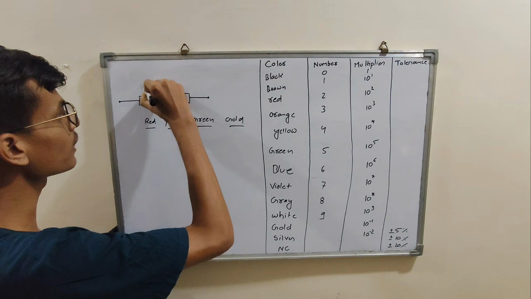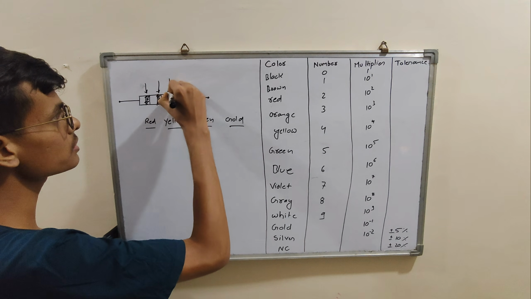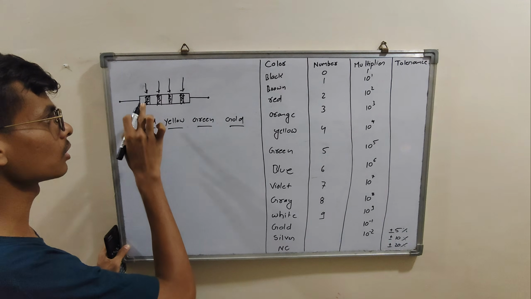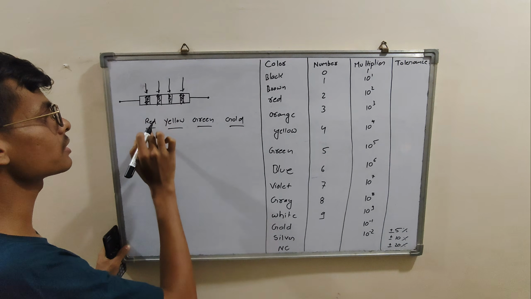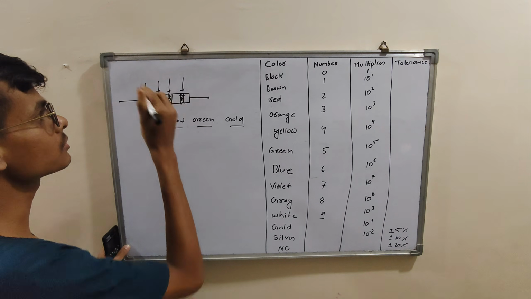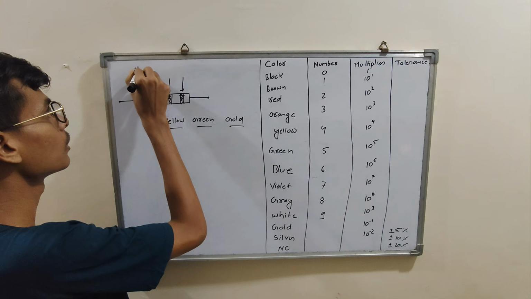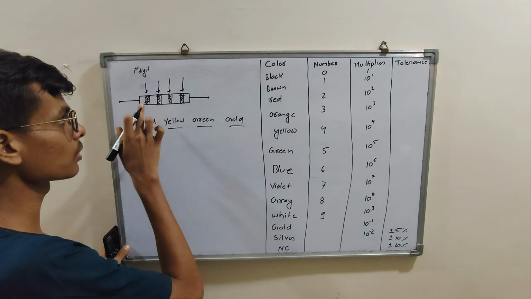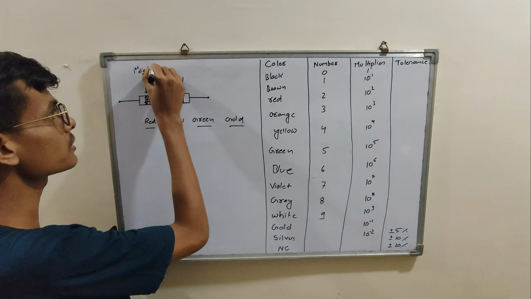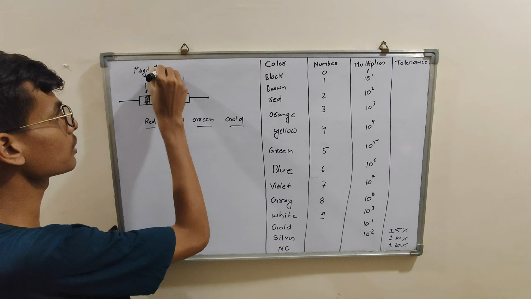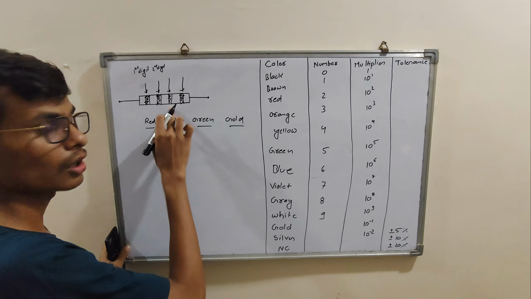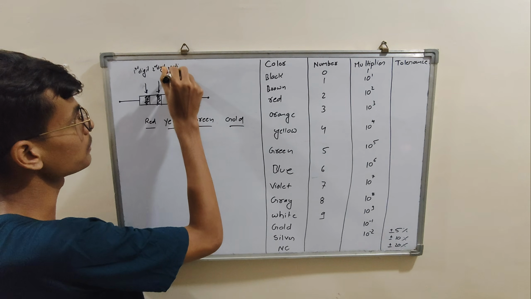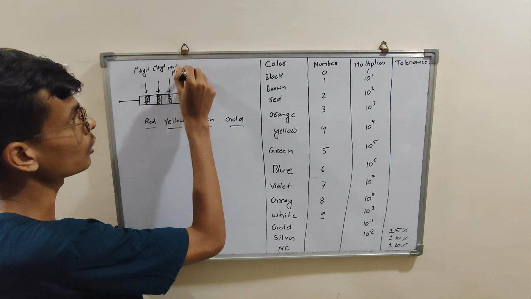Here you need to understand the sequence. Always put the resistor in this way, and the first color band, let's say red, decides the first digit. The first digit is assigned by the first color stripe on your resistor. The second digit is assigned by your second color stripe. Then the third color stripe is the multiplier, I will tell you what exactly it is. And the last one is the tolerance.